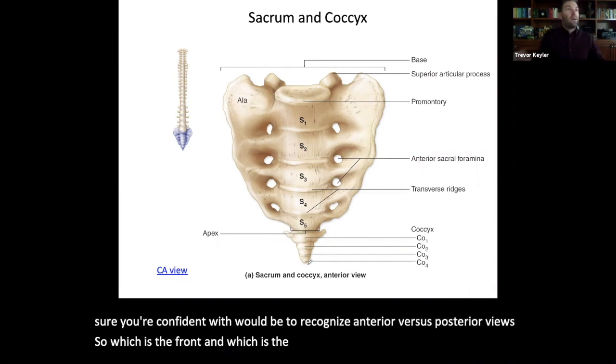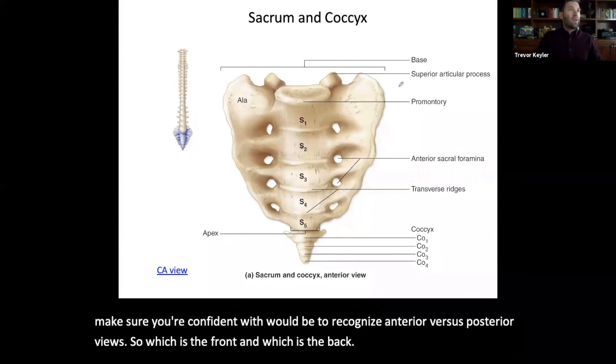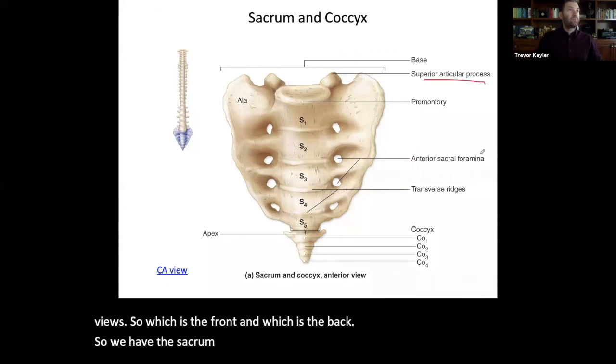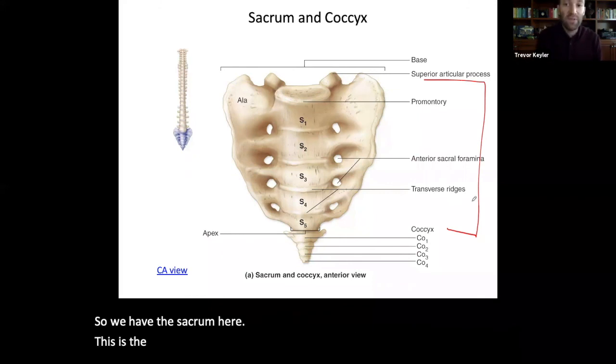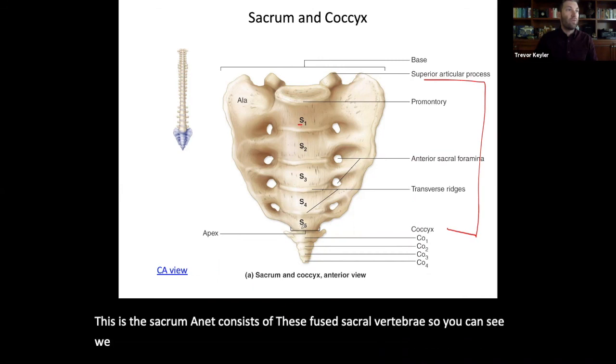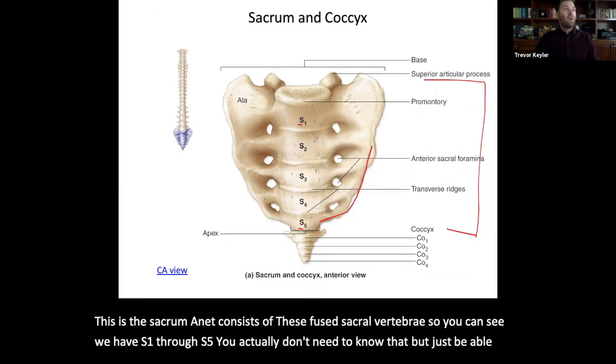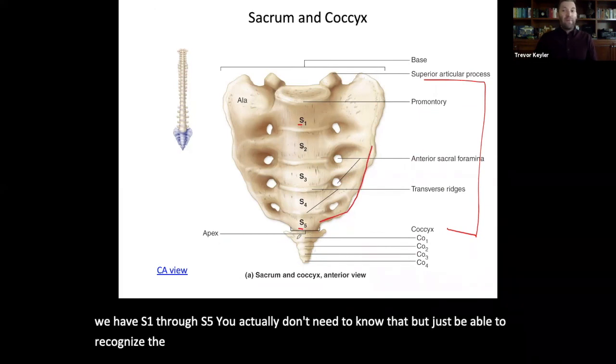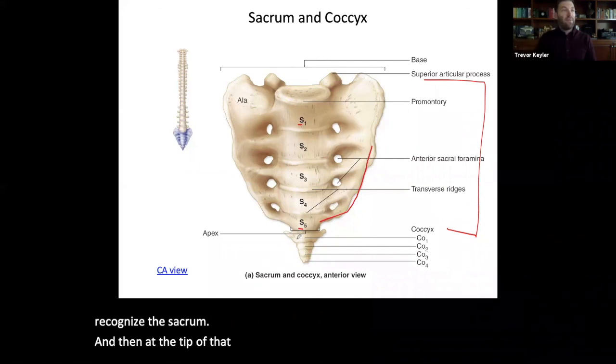Okay. So we have the sacrum here. This is the sacrum. And it consists of these fused sacral vertebrae. So you can see we have S1 through S5. You actually don't need to know that, but just be able to recognize the sacrum. And then at the tip of that, the inferior tip, we have the coccyx, or what we call our tailbone.